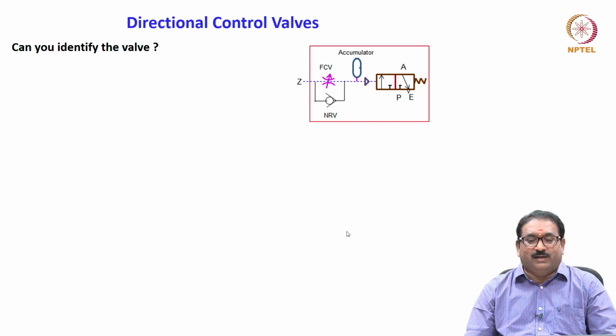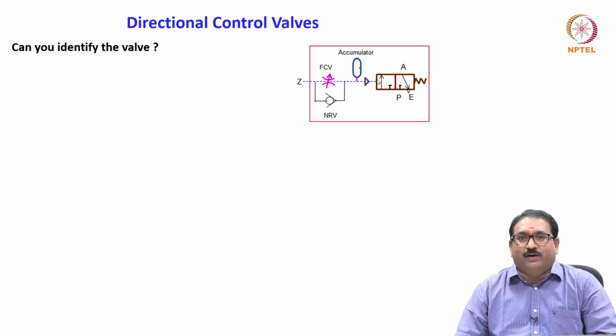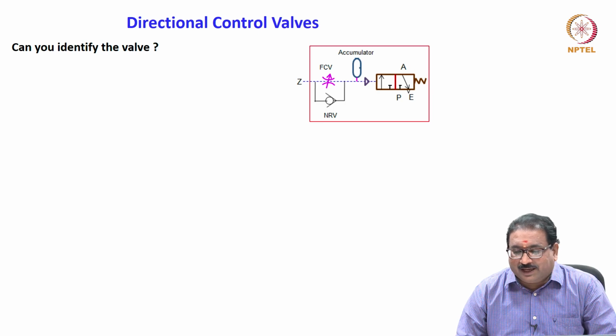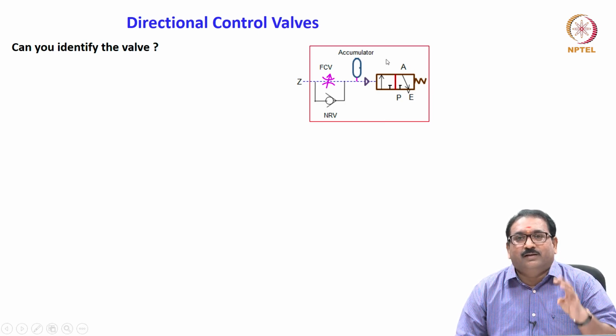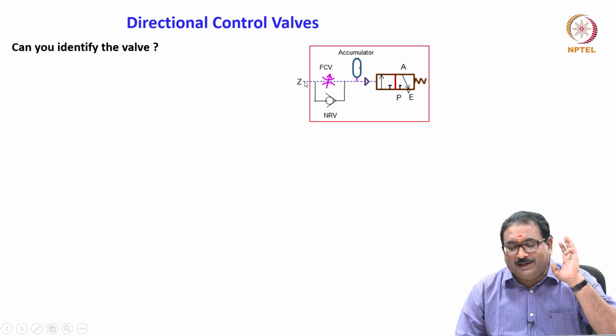Can you please tell me what this valve is? Tell me which type of valve it is, what I have shown here in the figure. Just see the figure and what things are there. How many ports are there in this valve? How many ports do you see now? In the complete valve, how many ports are there?